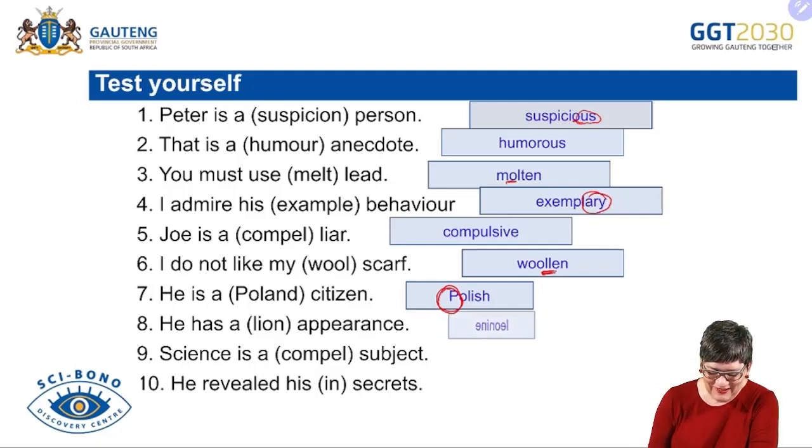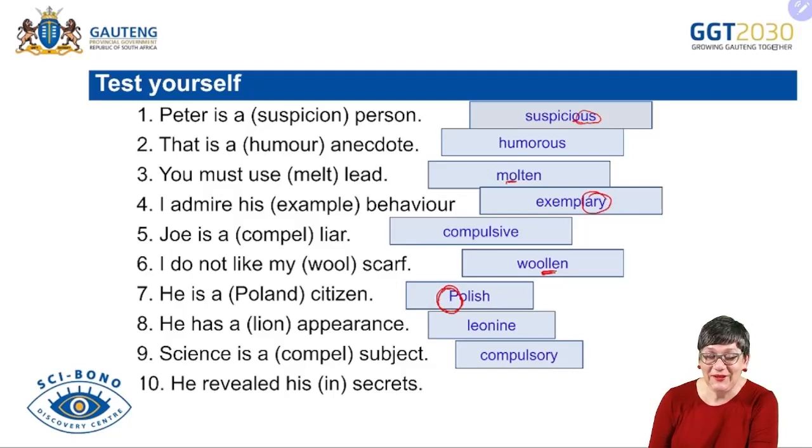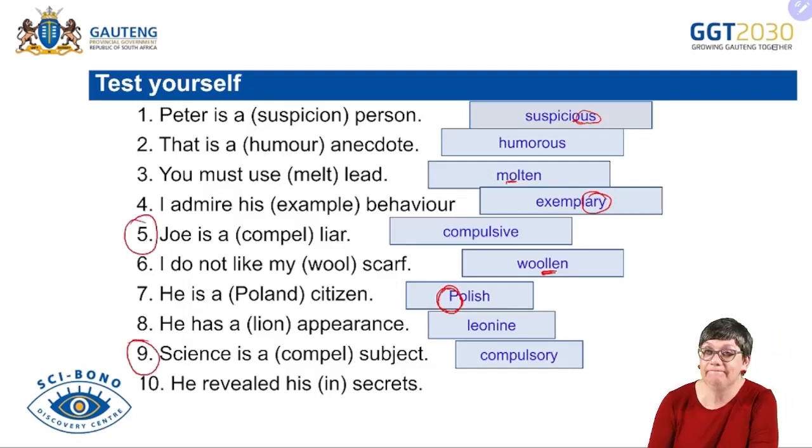Let's see if you got this one right. Leonine. Sure. If you haven't heard of this before, well, this is a new word for you. And science is a compelled subject. Compulsory. Compulsory. Right. Not compulsive. Can you see? This is why I've put this in. Can you see the difference between number 5 and number 9? He's a compulsive liar, but a subject will be compulsory. And he revealed his innermost secrets. Well, I'm sure you've learned a few new words today.